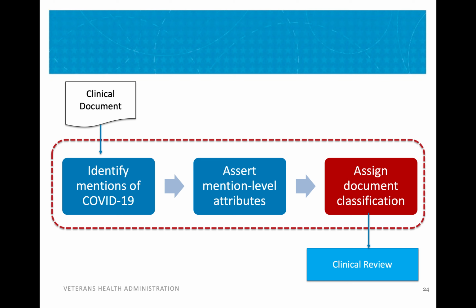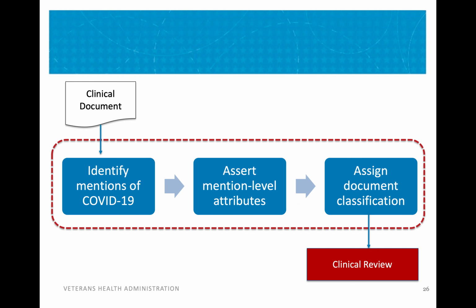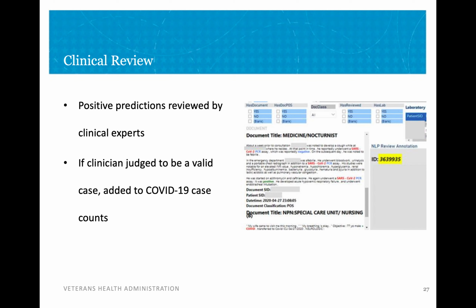Once you've asserted these attributes, we then use this information to make a document-level classification. We had a fairly simple schema for this, where we said that a document is positive if there's at least one positively asserted mention of COVID-19, meaning that it was asserted to be positive and all those other modifiers were found to be false. And once a document is classified as positive, it was flagged for clinical review.